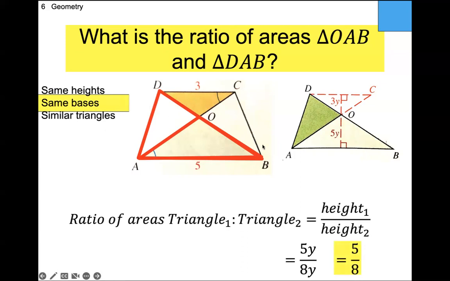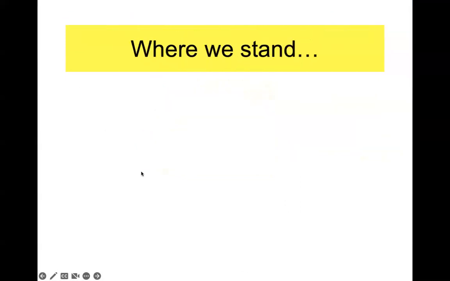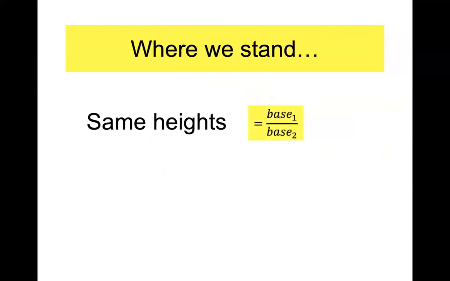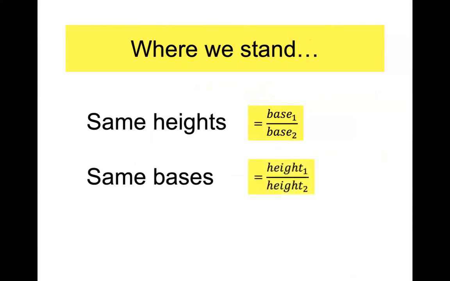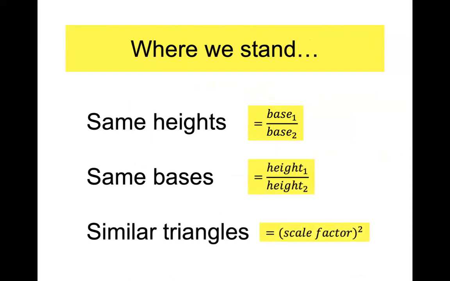Okay. Feels like we're done, but we're almost done. So what do we have left? Well, we're going to do a quick summation. Where do we stand? Remember, same heights. The ratio of the areas equals the ratio of the bases, same heights. With the same bases, the ratio of their areas equals the ratio of their heights. Similar triangles, scale factor squared.